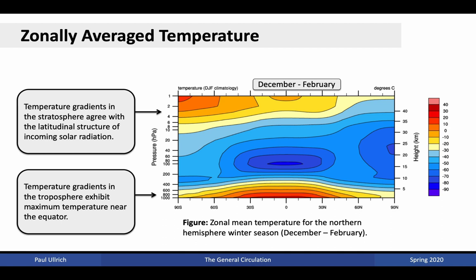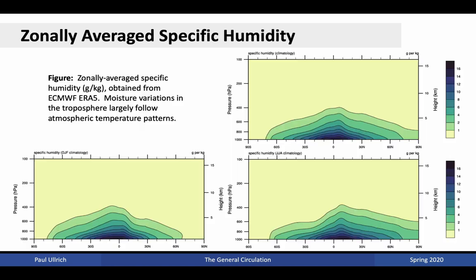All right, the key things to take home from these temperature diagrams is that in the stratosphere, temperature gradients tend to agree with the latitudinal structure of incoming solar radiation, whereas in the troposphere, the maximal temperatures tend to occur near the equator, particularly in the summer hemisphere. The temperature profiles that we saw also determine the meridional specific humidity profiles. That is, they determine where moisture is located in the atmosphere.